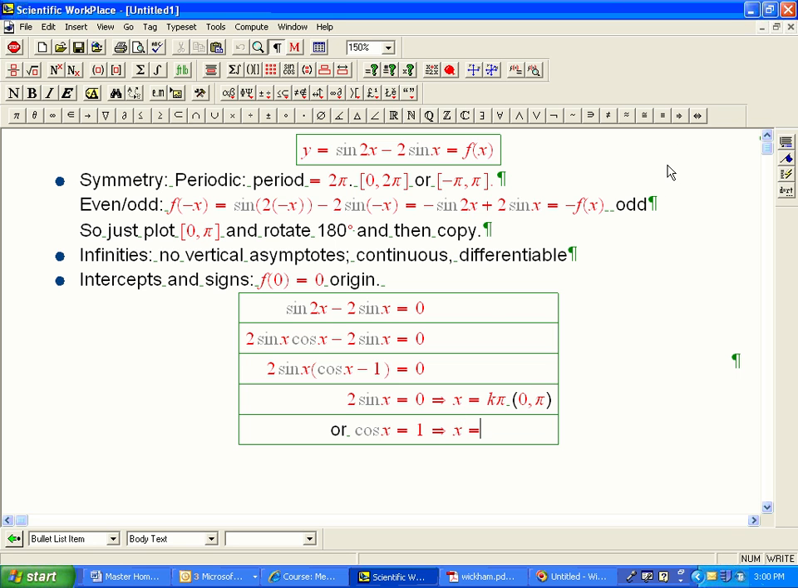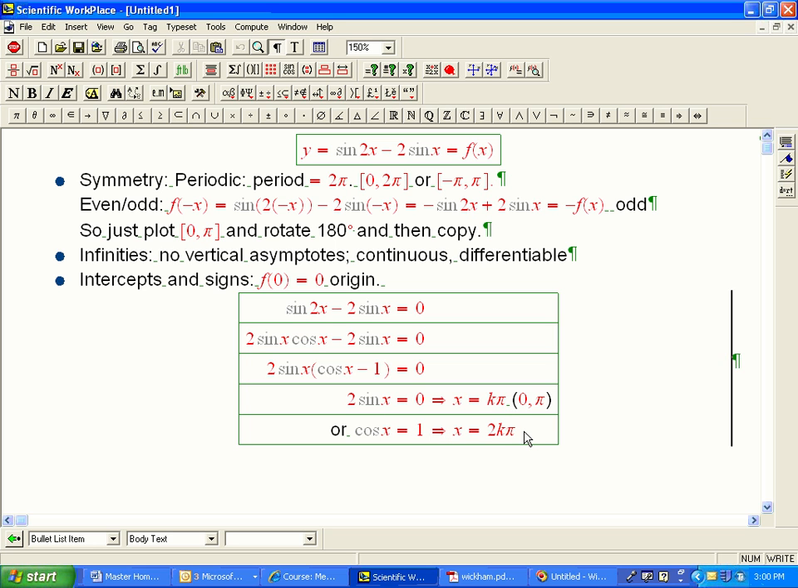That's 2k pi, and we've already got those covered. These are any multiple of pi; this is an even multiple of pi. So disappointment, nothing for our labors, but oh well. So basically the intercepts are going to be at integer multiples of pi.